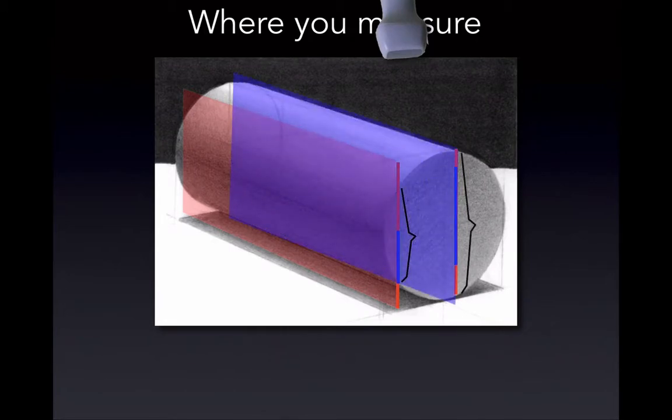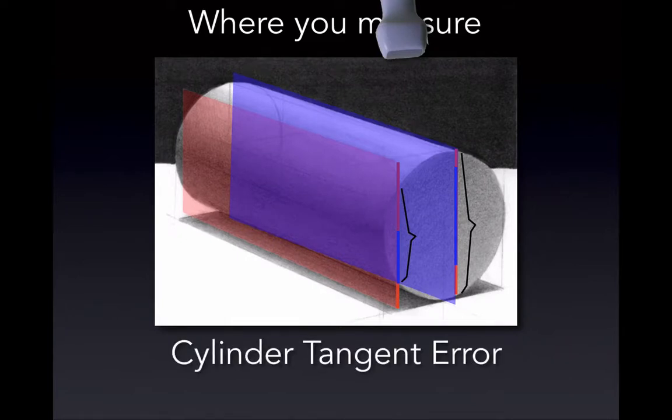And why is that important? Think about it, we're trying to measure the aorta. We're trying to figure out if that patient has a dilatation of the aorta, or what's called an aneurysm. It's really important for me to know if he has an aneurysm or not. I don't want to send him home thinking, no, it looks great, go home, when it's actually bigger because I'm measuring in the wrong spot. So, cylinder tangent error.